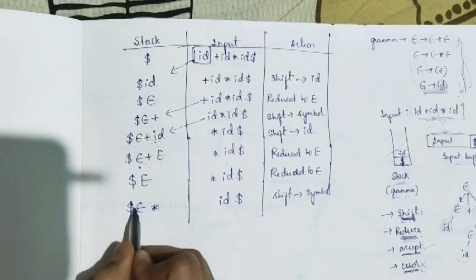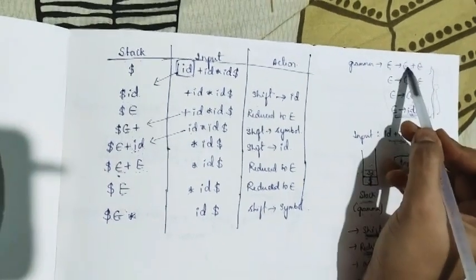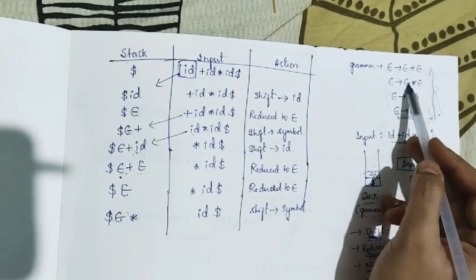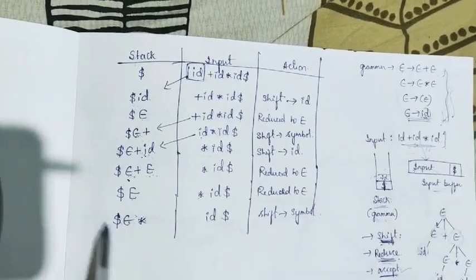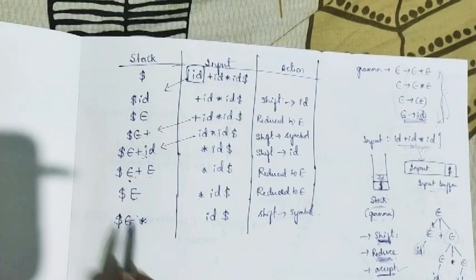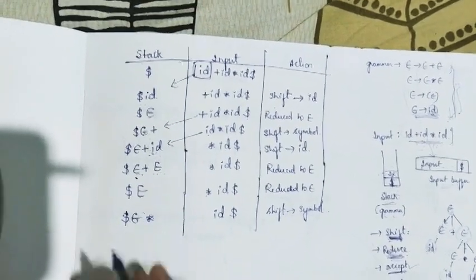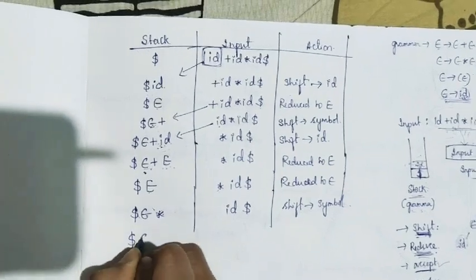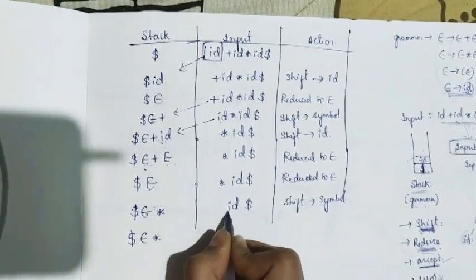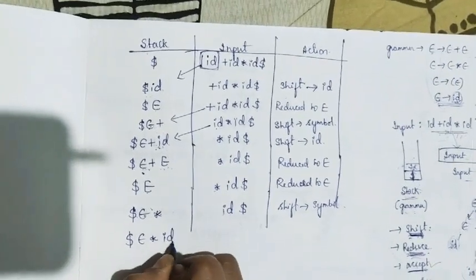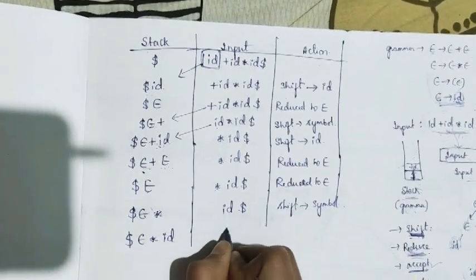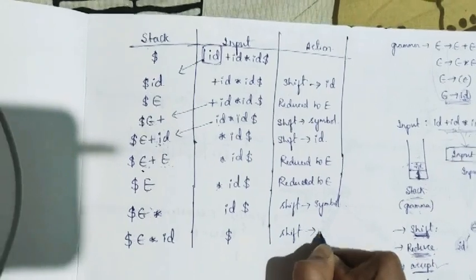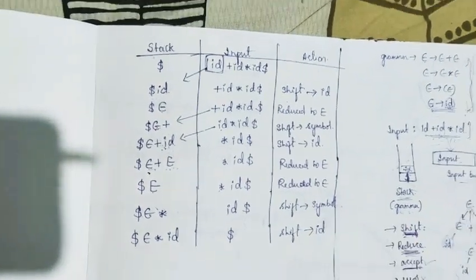So E star, can we reduce this E star? Again we have to check. In the grammar there is no production only for E star, but we have E star E, and I have not yet got E star E. So there is no reduction for this. Next we again go for the shift. So again dollar E star, and this id will be shifted. After shifting, we are left with dollar here. We have performed a shift, and in the shift we have shifted id.